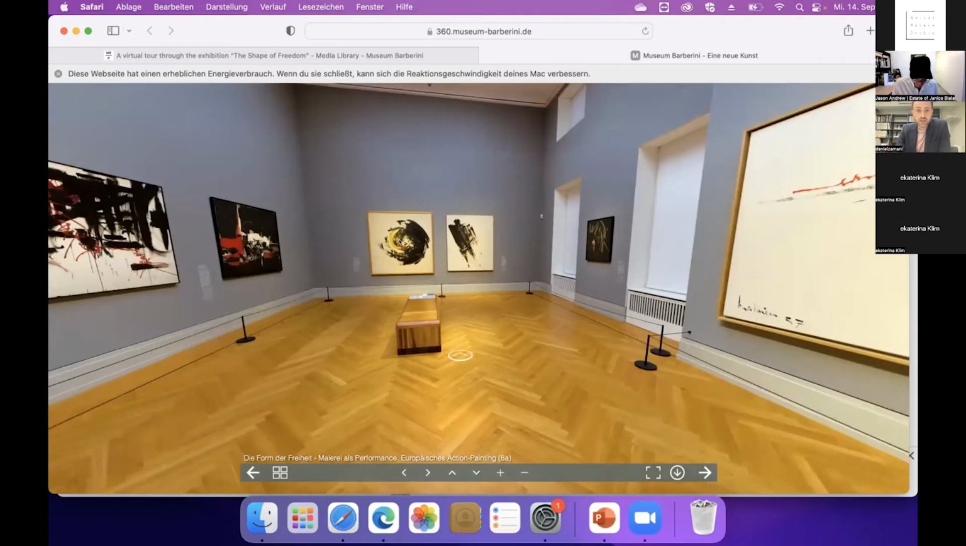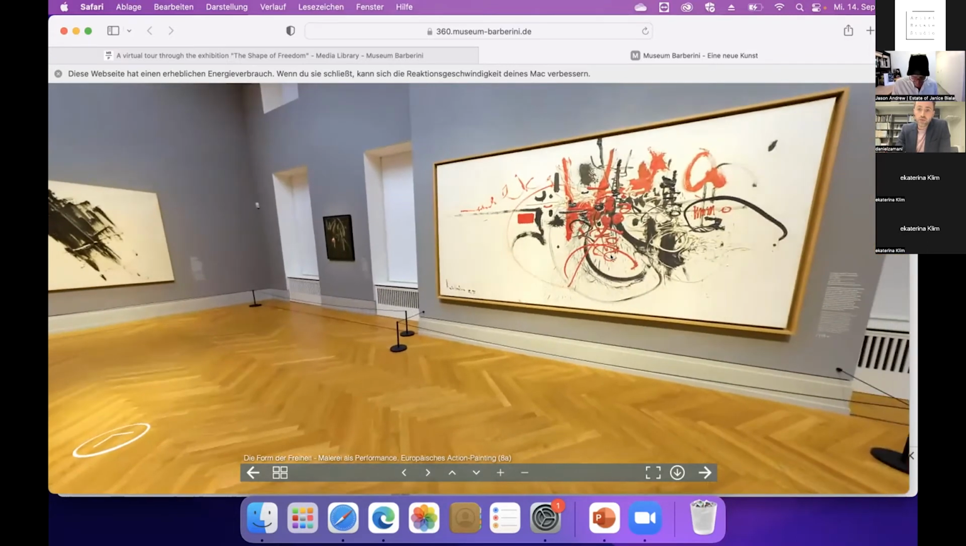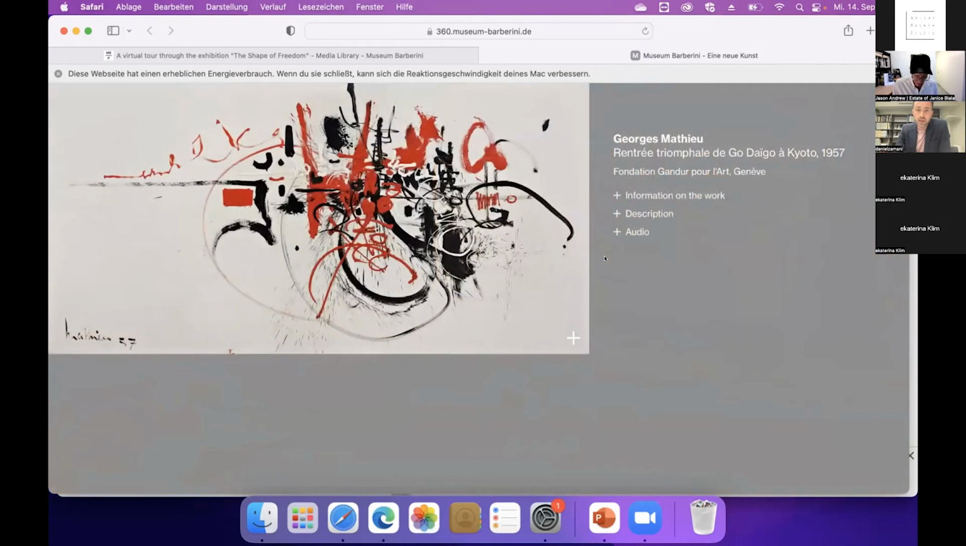And for instance, Georges Mathieu here was hugely influenced by Pollock's dripping, and he made these beautiful calligraphic works that were executed very rapidly and were celebrated in New York as a European counterpoint to Pollock.